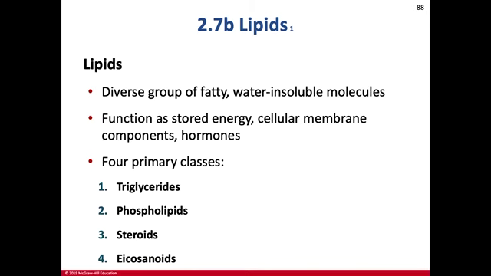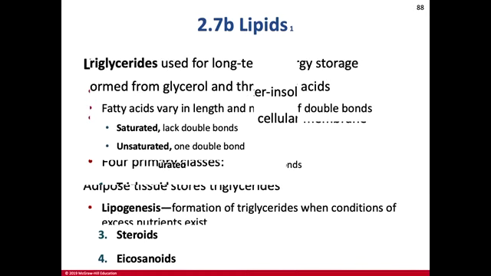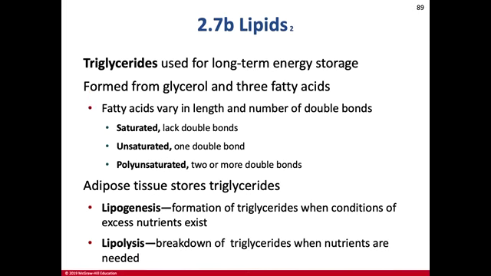The classes of lipids include triglycerides and phospholipids and steroids and eicosanoids. They all look a little different. Triglycerides are used for long-term energy storage, and they're made from glycerol and fatty acids. A fatty acid has a carboxylic acid functional group at one end, and then a long hydrocarbon chain coming off the back. So it's high in calories because it has a lot of carbon-hydrogen bonds.